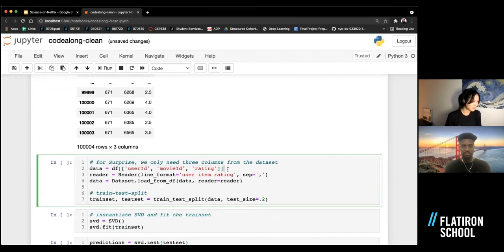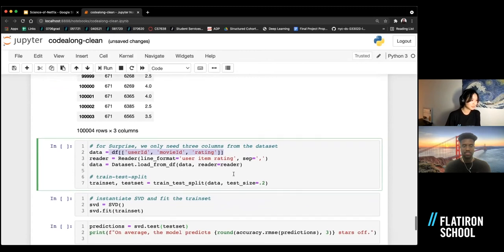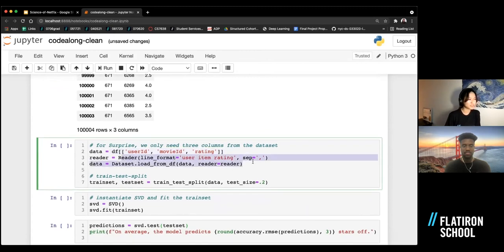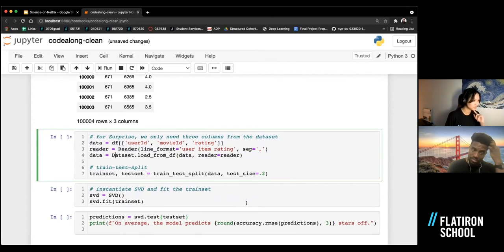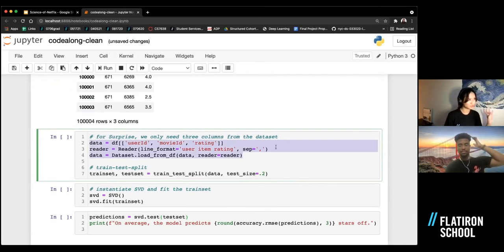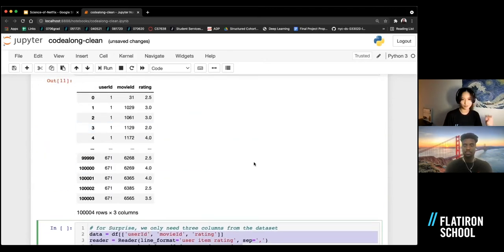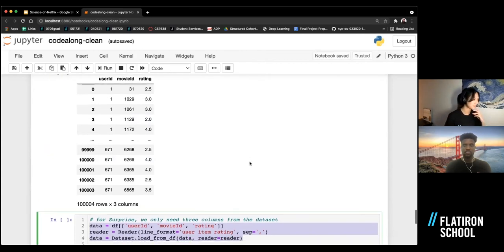So that's what we're doing here. We're telling it what our data is in this line. We're going to give it a reader object. And this reader object just teaches it how to interpret these specific numbers. And then we're going to load in our data set as well. And with that, that is how we take this data and have Surprise understand what our data is.